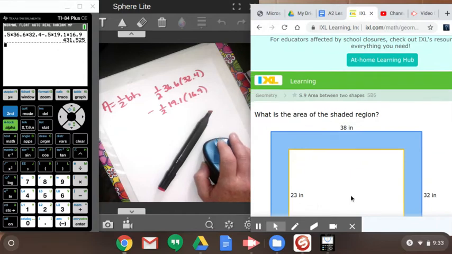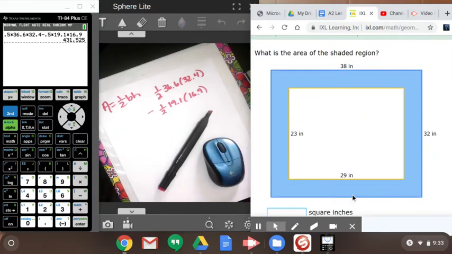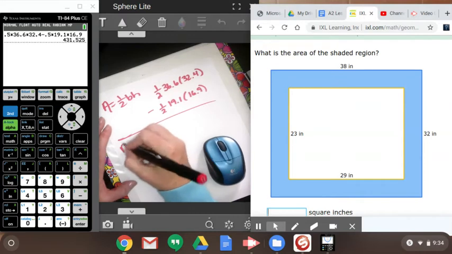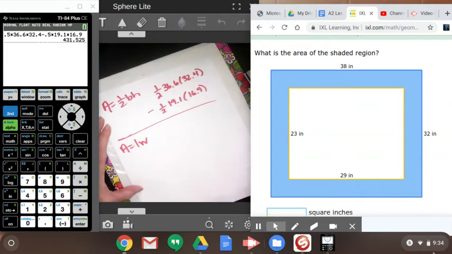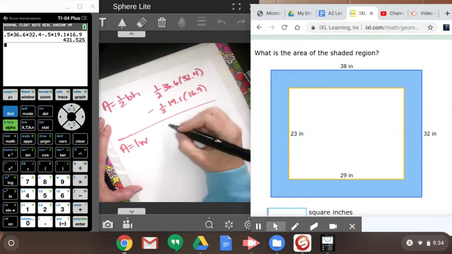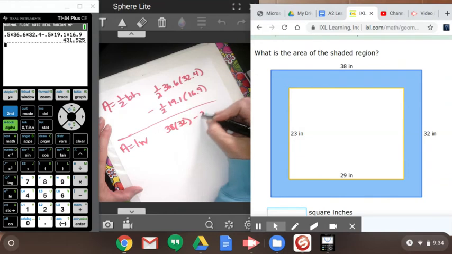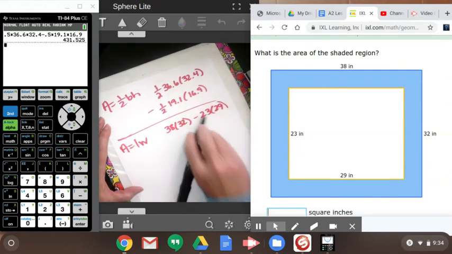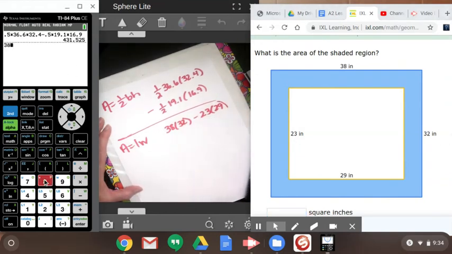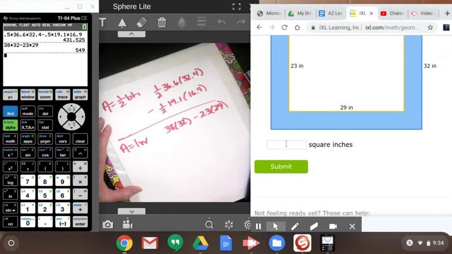Got it. Okay. Same thing on this one, except now it's a rectangle. So for a rectangle, we want length times width. The bigger one is 38 times 32, and then we're going to subtract that smaller one, so 23 times 29. Again, I'm just going to plug that in my calculator just like that. So 38 times 32 minus 23 times 29. And that looks like 549.